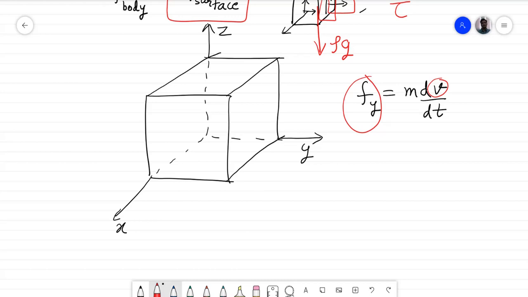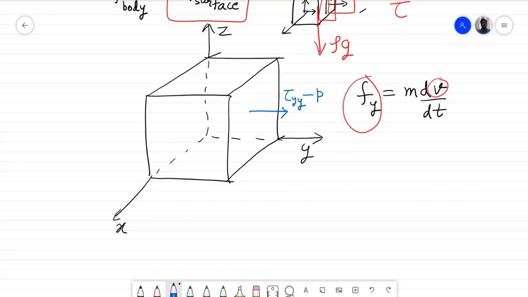So let us draw those forces. On the right face, we have already talked about this, the convention. Pressure acts towards the surface. So if we want to write the force in positive y direction, we have to write tau yy minus p.